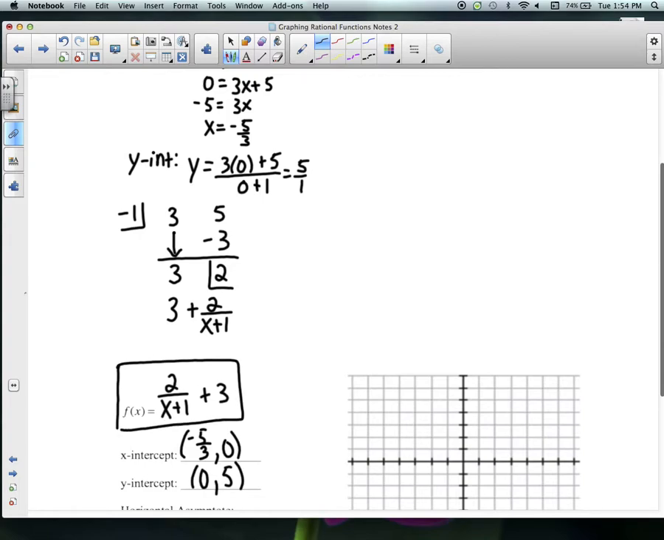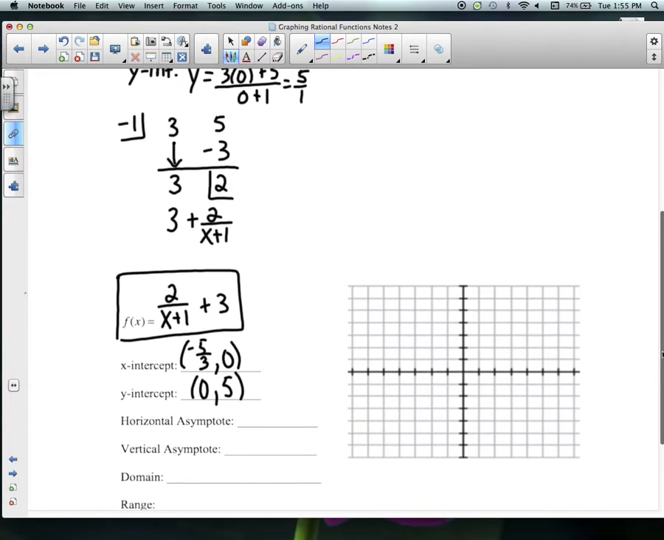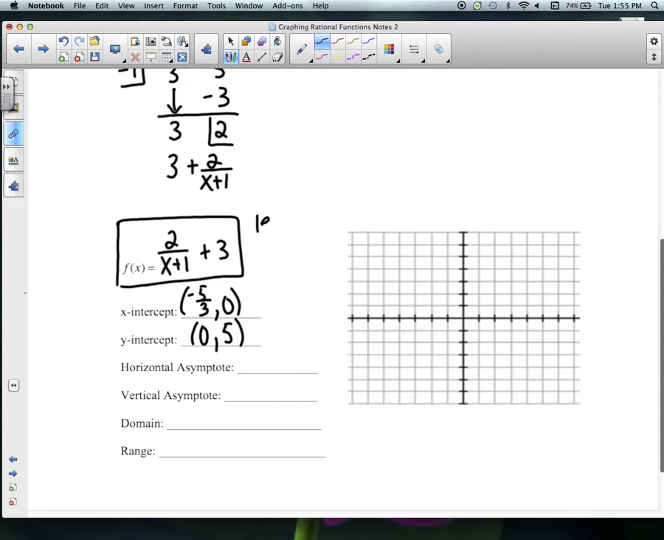So that tells us a couple things. This is stretched vertically by a factor of 2. It's translated left 1 and translated up 3. That's important for your asymptote lines. So we're not asking you to write the transformations out here. It might be helpful to write out the transformations.